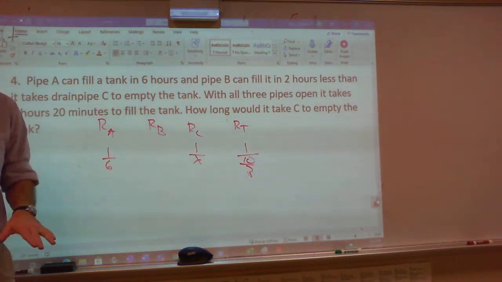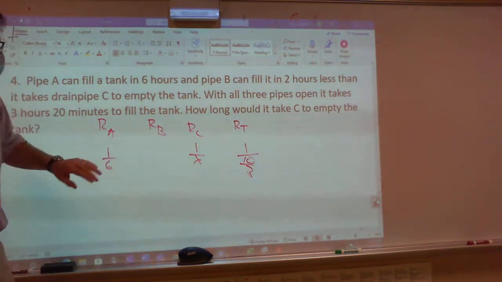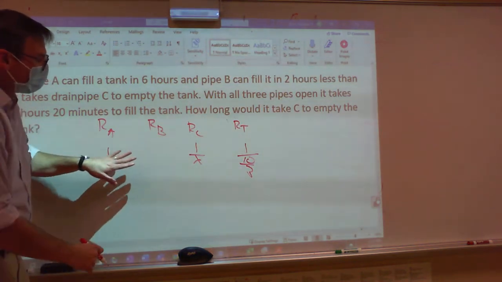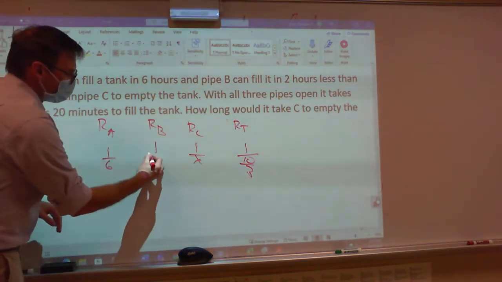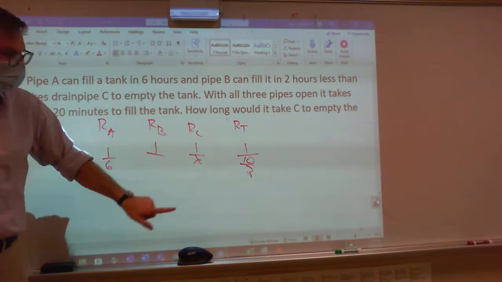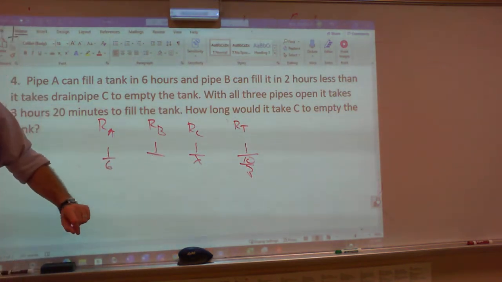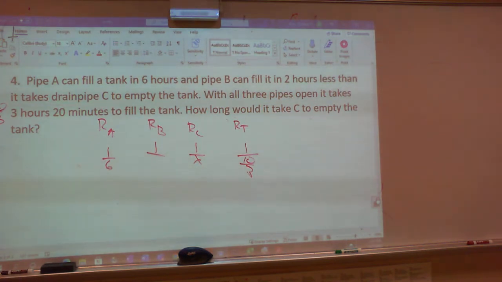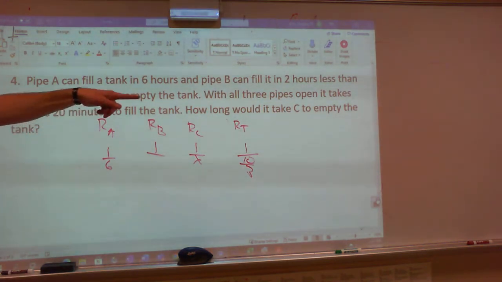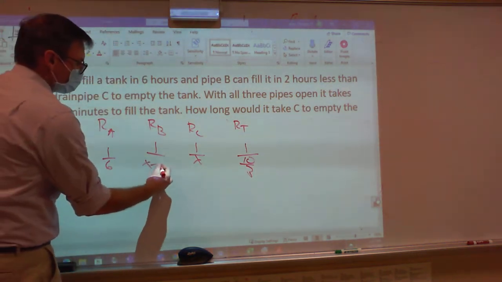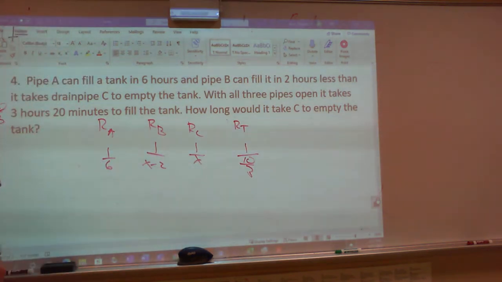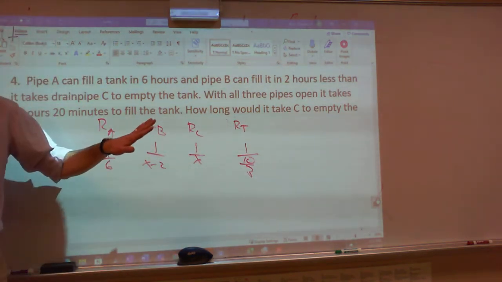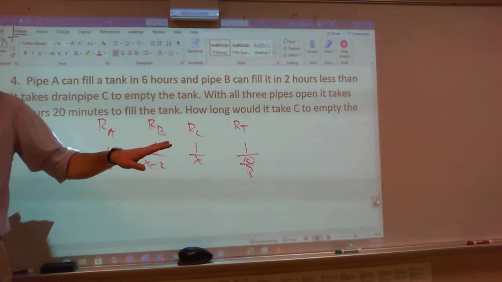And now let's talk about this thing. If this will be 1 over something, if this is the time it takes C to do its thing, how do we determine the time it takes B to do its thing? X minus 2, because B can fill it 2 hours less, so we end up with X minus 2, right? Is that easier the second time through?